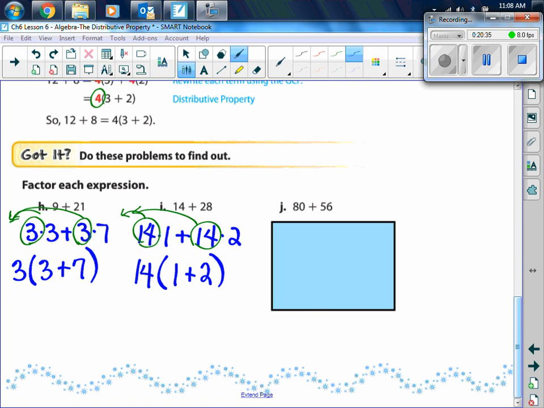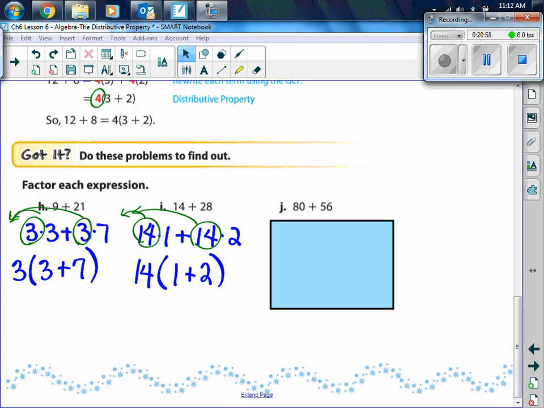You see? Same thing with problem I. Here, the greatest common factor was 14. 14 divided by 14 is 1. And 28 divided by 14 is 2. You got it? All right. Do example J. Do problem J on your own.